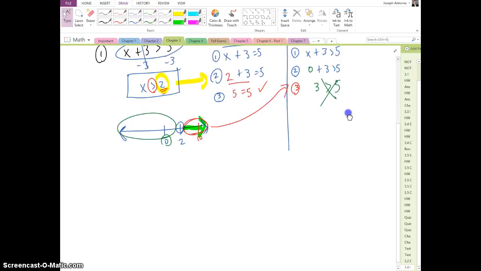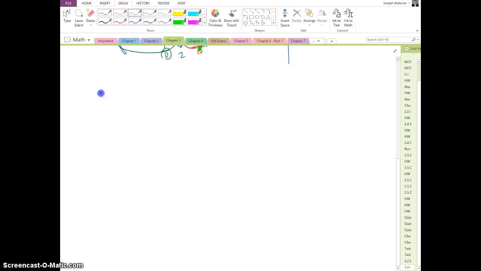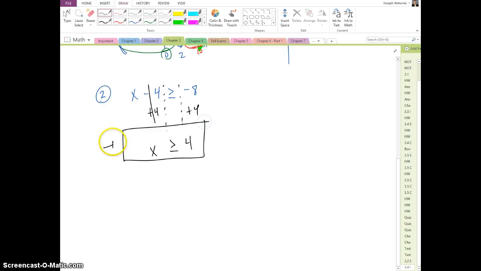Let's try another example. Number 2: x minus 4 is greater than or equal to negative 8. The way we undo subtraction is we add 4 to both sides. Notice I'm working straight down the page right here, because I always want to have my inequality in the middle. So that leaves me with x. I drop down my greater than or equal to, and I say negative 8 plus 4 is negative 4. This is my answer.